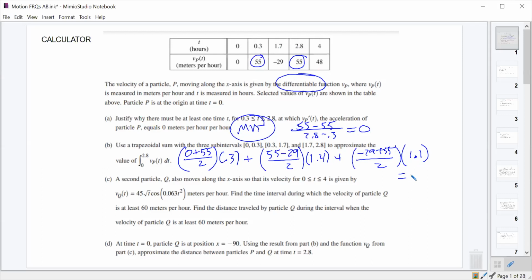And what did you get? 40.75? Is that what you said? Yeah. People agree with that? Yeah. One yeah, one nodding head. Cool. Any questions on part B?